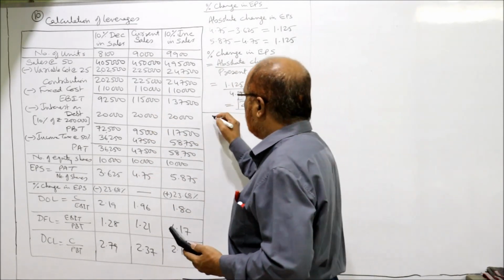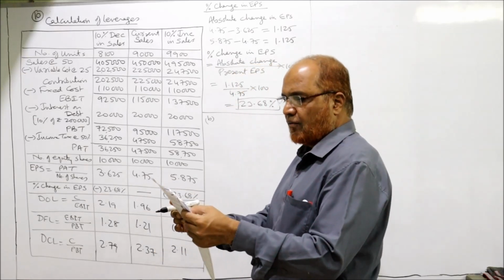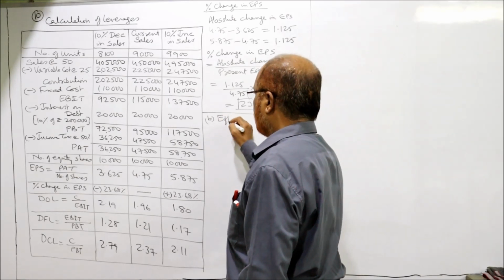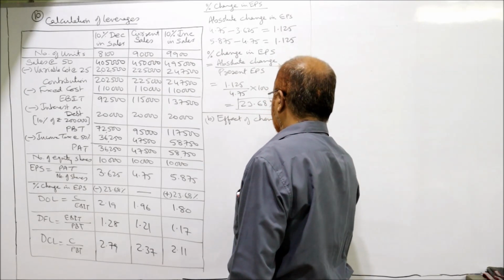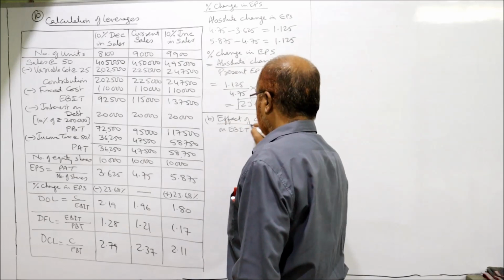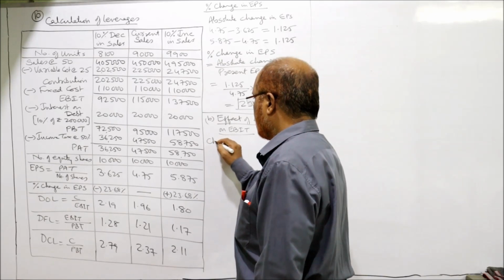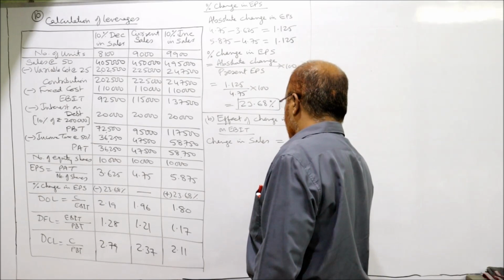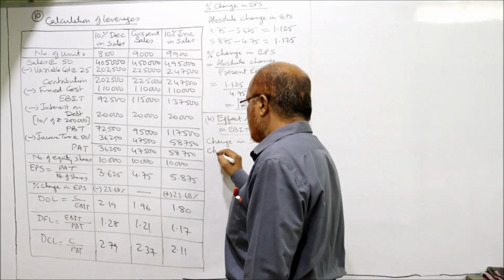We have calculated that. Now, the next part is asking you what is the effect of the change in sales on EBIT. Effect of change in sales on EBIT. Change in sales is given in the problem, 10%. Change in EBIT we have to find out.